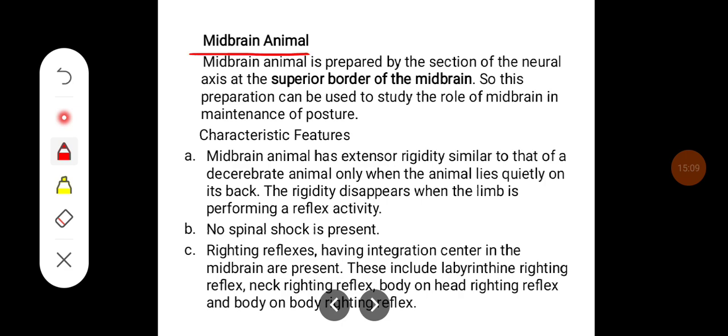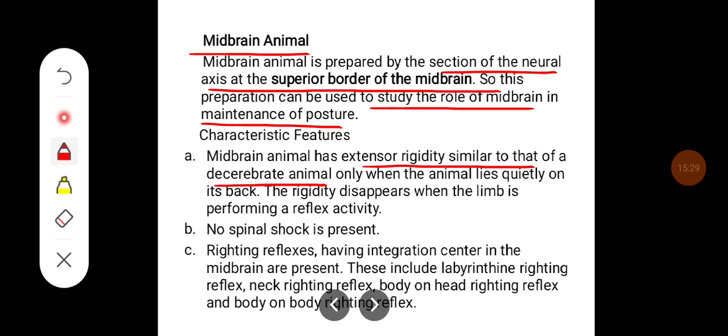Midbrain animal. A midbrain animal is prepared by section of the neural axis at the superior border of the midbrain. So this preparation can be used to study the role of the midbrain in maintenance of posture. Characteristic features of a midbrain animal are: it has an extensor rigidity similar to that of a decerebrate animal only when the animal lies quietly on its back. The rigidity disappears when the limb is performing reflex activity.